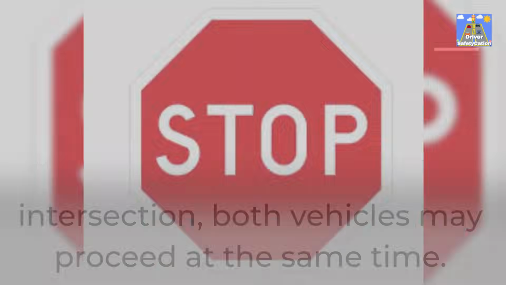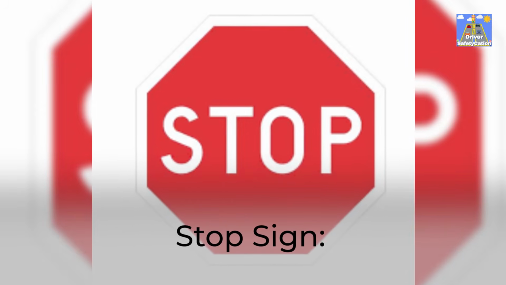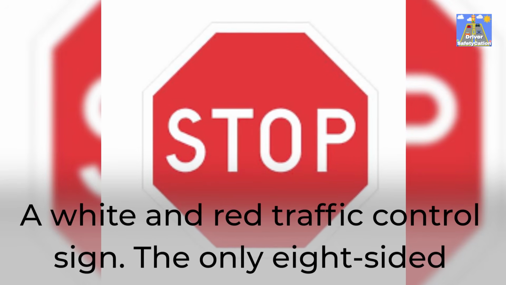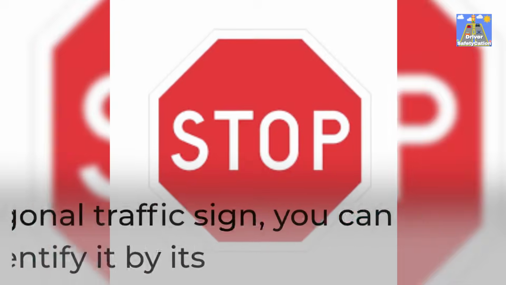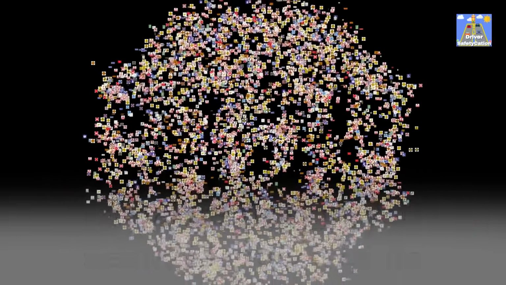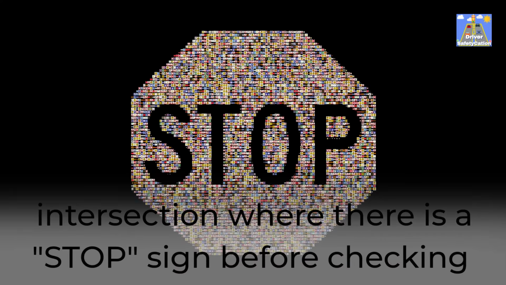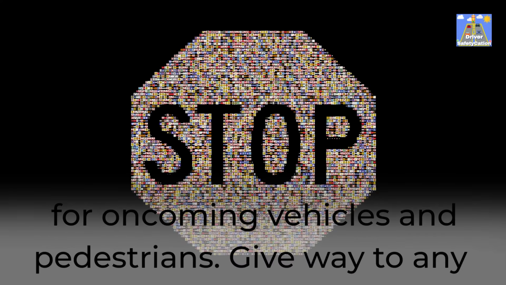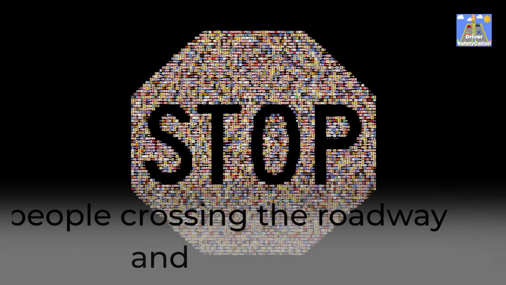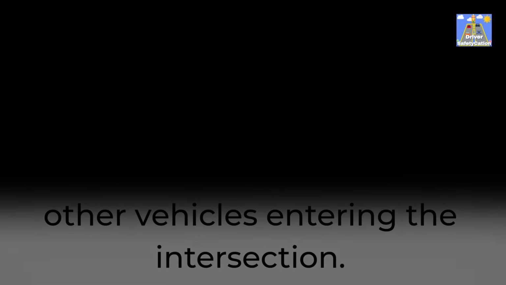If two vehicles are facing each other and are traveling straight through the intersection, both vehicles may proceed at the same time. Stop sign, a white and red traffic control sign. The only 8-sided octagonal traffic sign, you can clearly identify it by its shape and color. You must completely stop at every intersection where there is a stop sign before checking for oncoming vehicles and pedestrians. Give way to any people crossing the roadway and other vehicles entering the intersection.